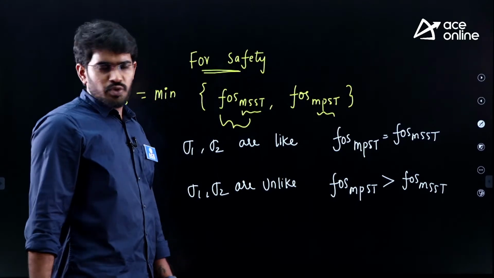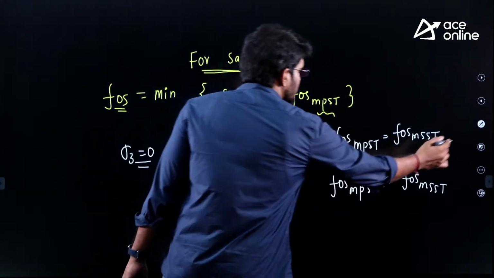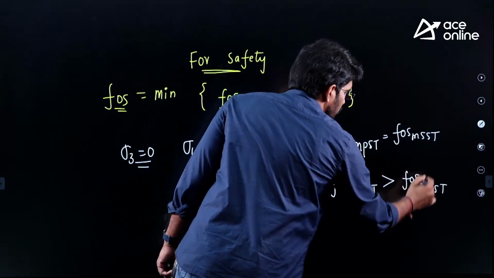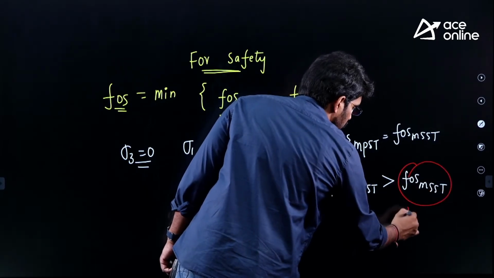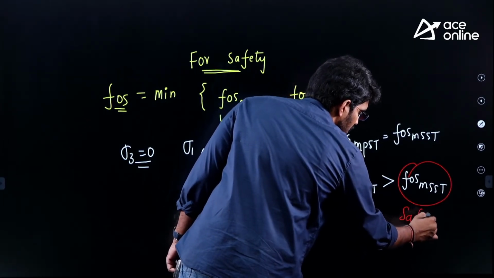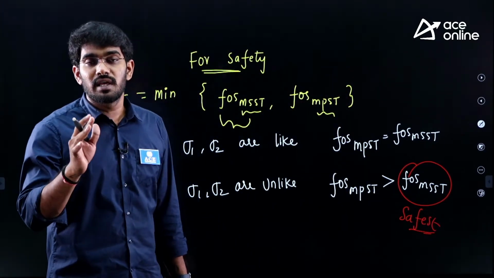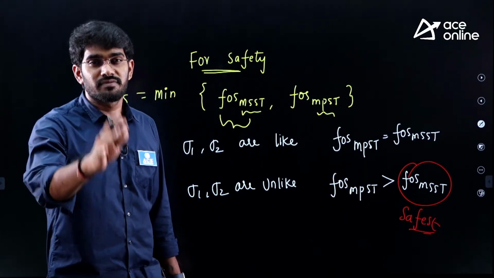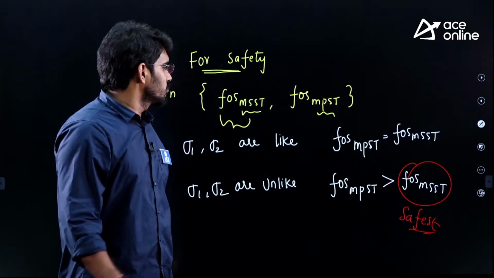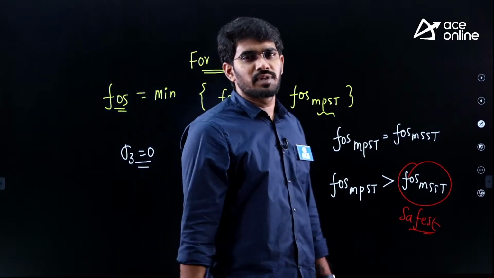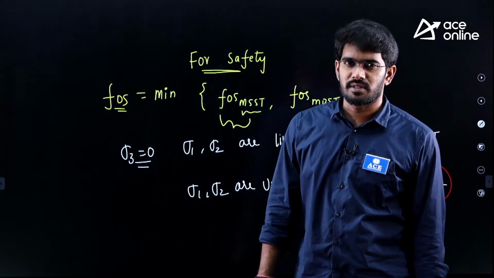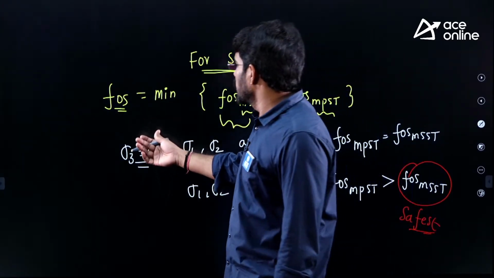Among these two, remember that always the least value is safer. This is the safest value. Always, if you are comparing between theories, the least value of factor of safety is safer. See, this is the hidden concept that we have in this subject. Yes, finally I have unveiled this.